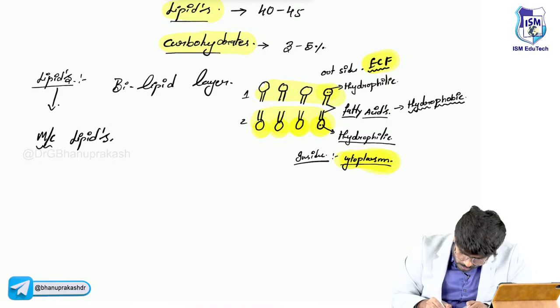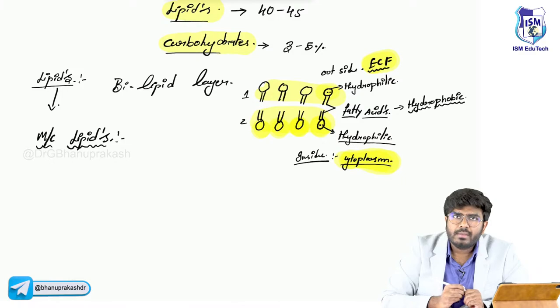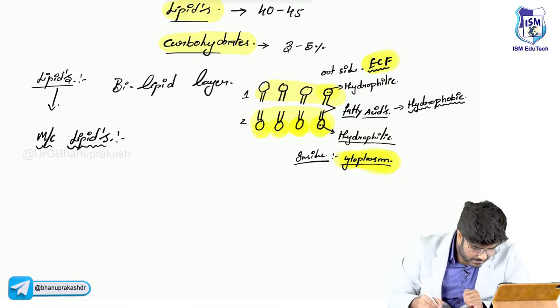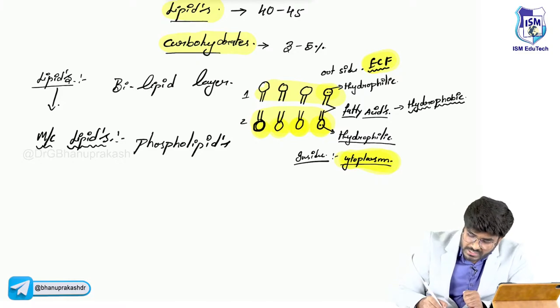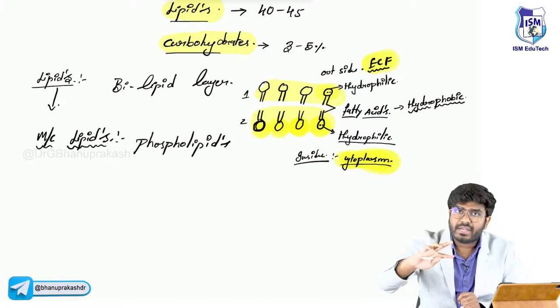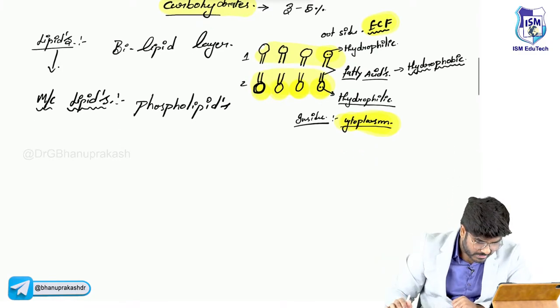Any idea, guys? What are the most common lipids? What is the most common lipid? Yes, Agarwal, you are true. Phospholipid. Okay, so these are the phospholipids. So it is called a phospholipid bilayer. The cell membrane is an example of a phospholipid bilayer. Warrior, yes, you are true.